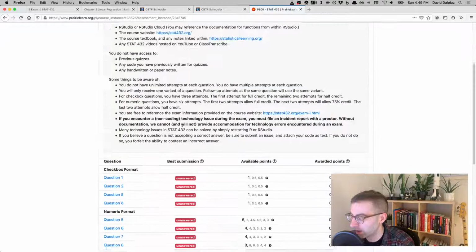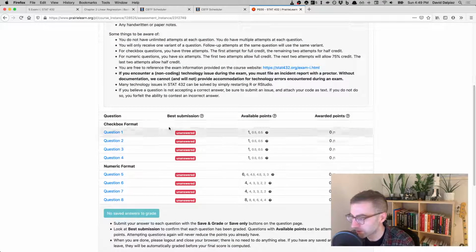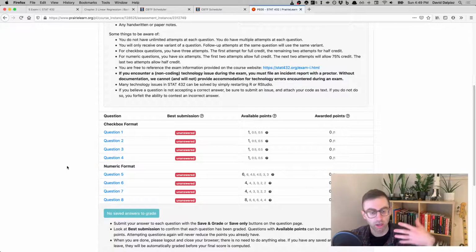But otherwise, I'm going to do a few things real quick to show you what this looks like. Okay, so here are some questions. So I just broke them down by checkbox questions and numeric questions because those are the two different types and they have slightly different behaviors.